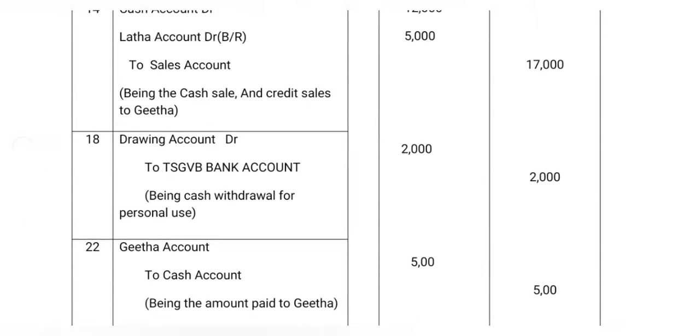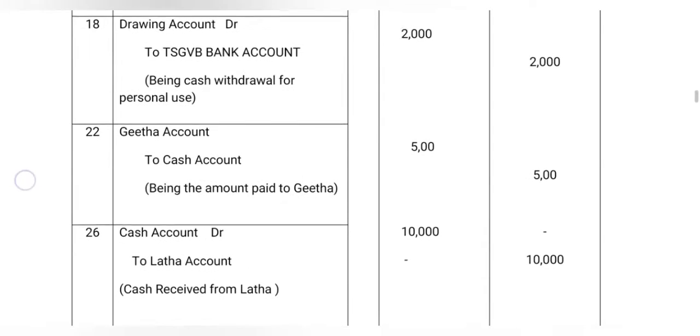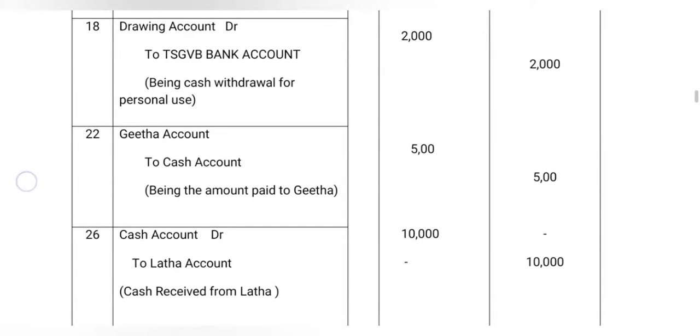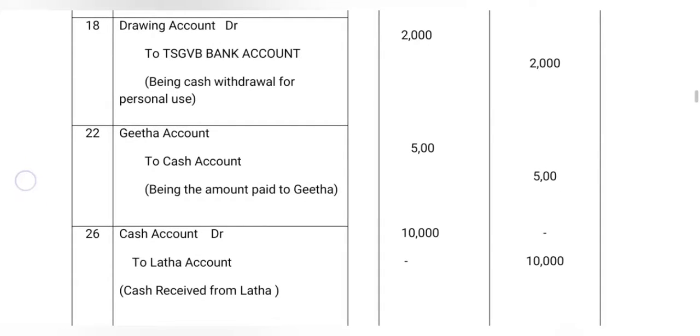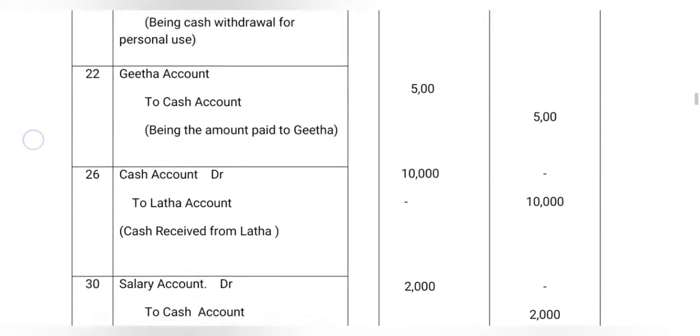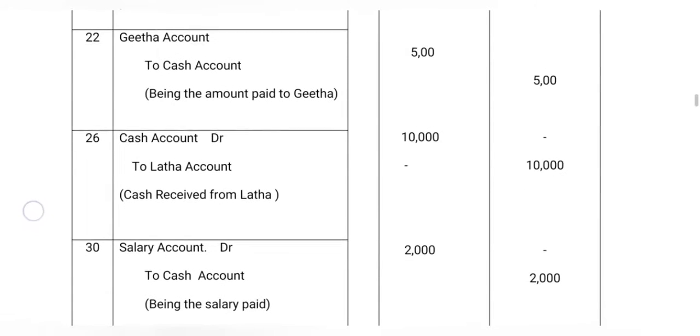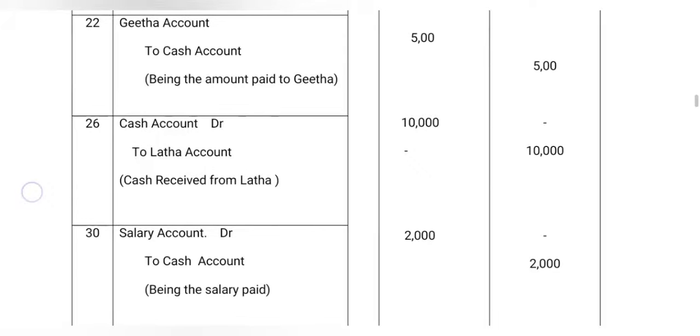Then another transaction, on the 18th, amount withdrawn from bank for personal use. Here the drawings account, meaning the owner's drawings account, is debit. The bank is the giver, that's why the bank account is credit. Then another transaction on the 22nd, amount paid to Geeta. Here Geeta is the receiver, that's why the Geeta account is debit. Then according to the real account rule, what goes out is credit. Here cash is going out of the business, that's why the cash account is credit.